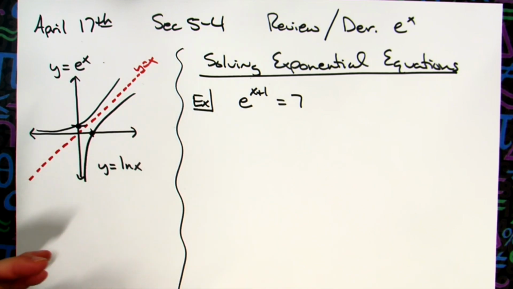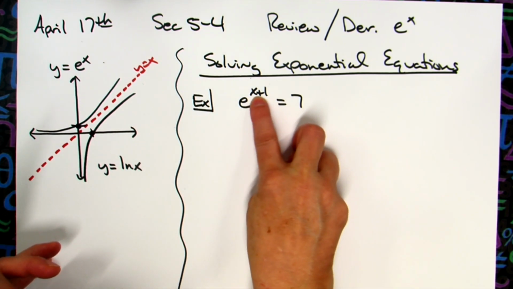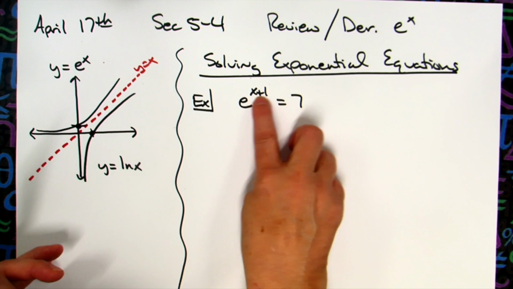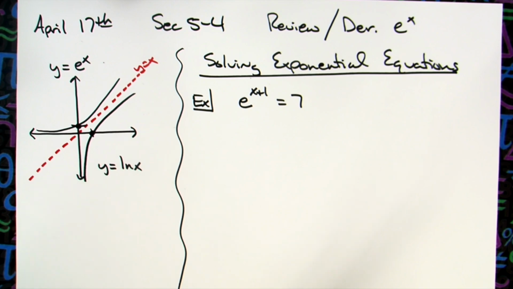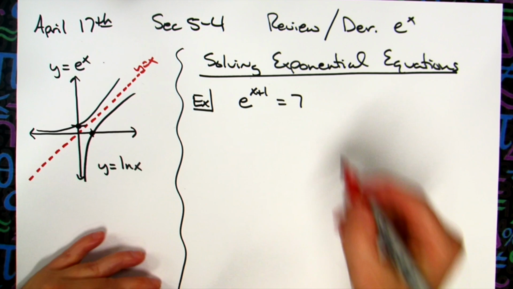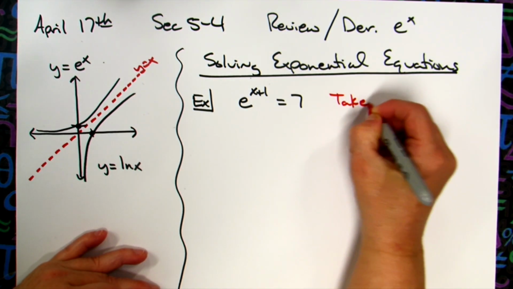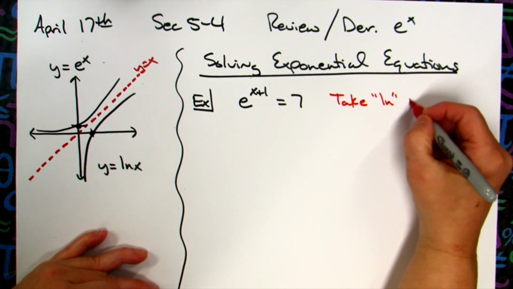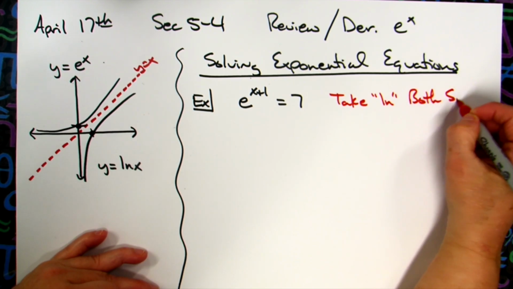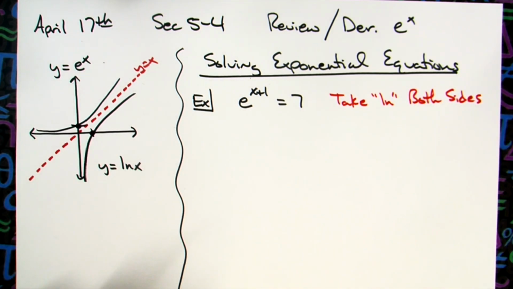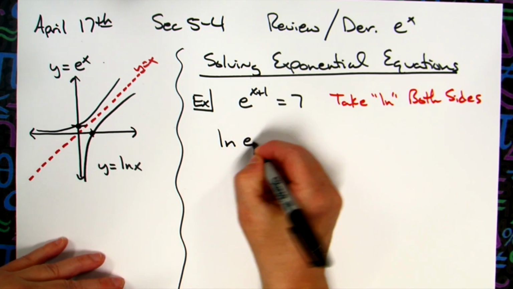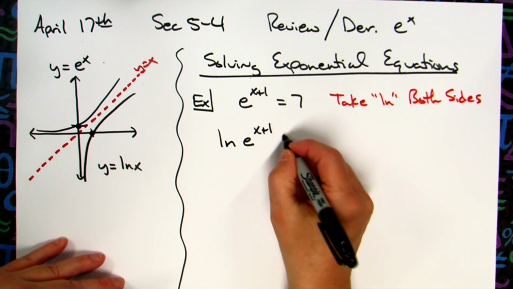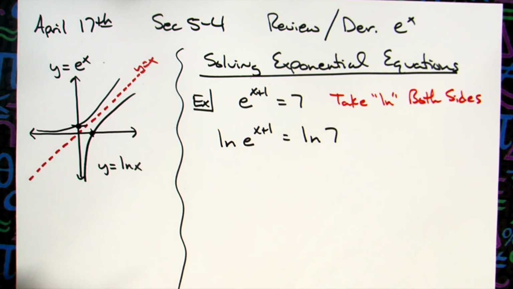Okay, now this is a little bit more complicated than what we did before, but if you remember from pre-calc, when you have an x up here in the exponent and you want to solve it, you take the log of both sides. You take the natural log, since we got an e in there, you're going to take the natural log of both sides. I know we did that in pre-calc, I just don't know how much we did it. So natural log of e raised to the x plus 1, and then natural log of 7.